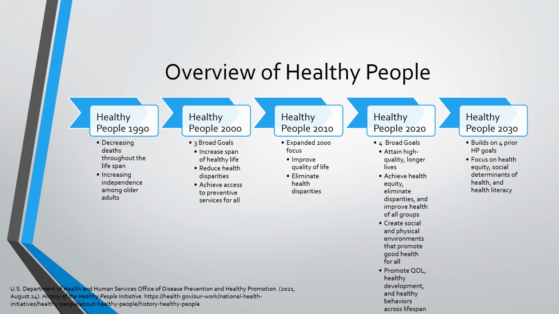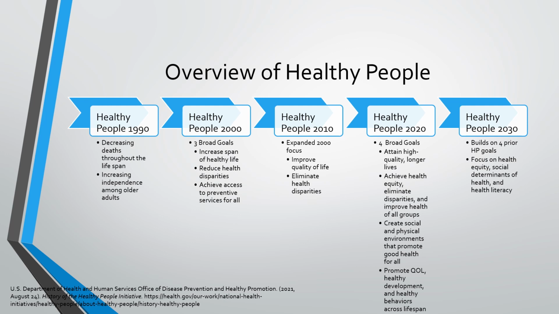Then we move into Healthy People 2020. So this was being introduced right around the time that the Affordable Care Act was being put in place, as we know, in 2010. So the goals for this initiative were to attain high quality, longer lives. So quality and also life expectancy. And then not just eliminating health disparities, but looking to achieve health equity by eliminating disparities and improving health of all groups. So again, even stronger language.